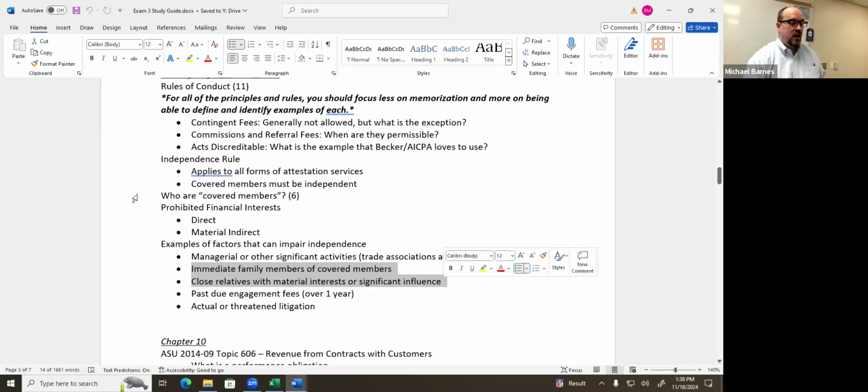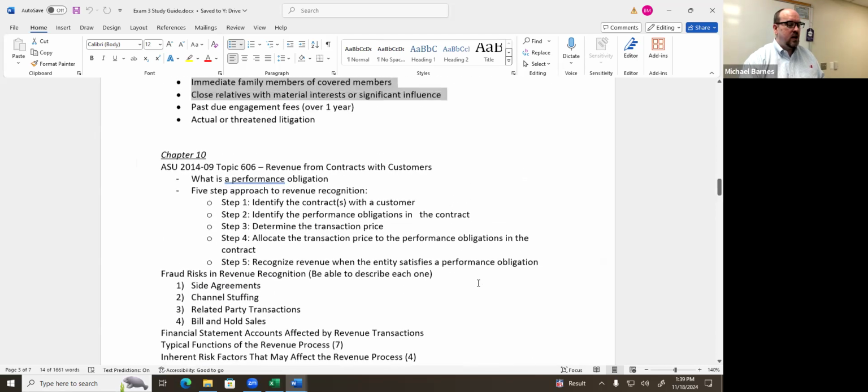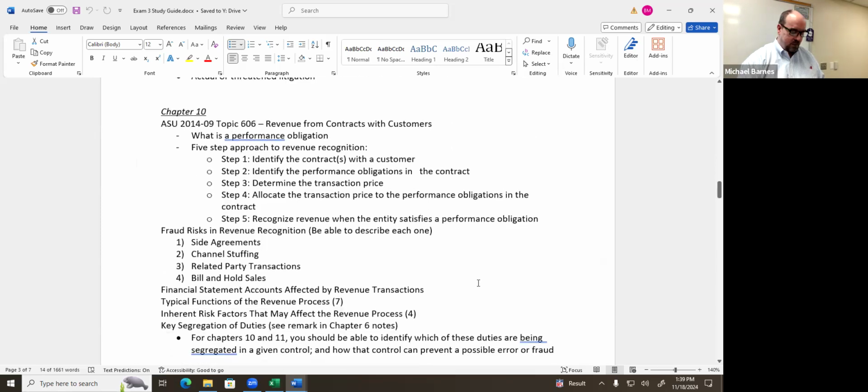All of those that are listed up here, which there were 6 items in this slide, and then these items down here, or these individuals down here. That's the most important area that you need to focus on for chapter 10. Questions will definitely come from that area. All right, or sorry, the code of professional conduct. Let's talk about chapter 10. Getting ahead of myself.